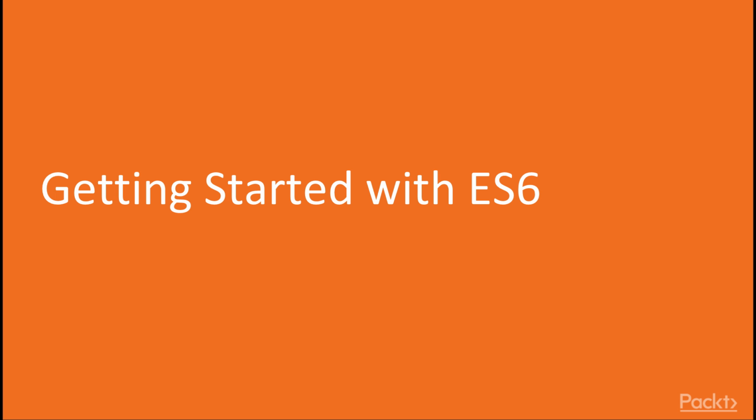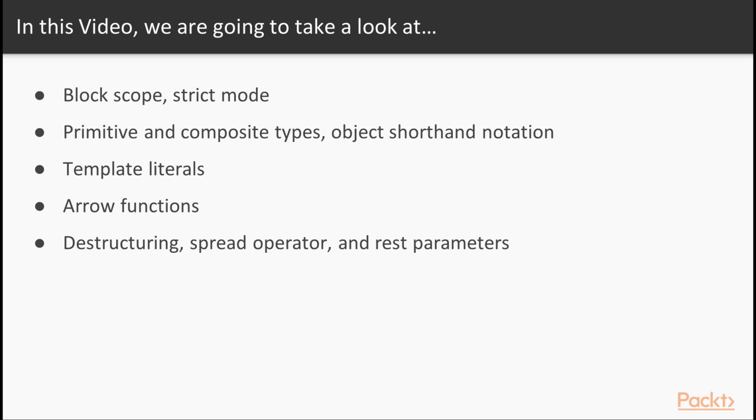I will use examples to introduce the elements of ES6 so that you can see them in action. If you know the ins and outs of ES6, feel free to skip this video and return to it once you get stuck with a language construct in a future video. In this video, you will learn about creating block-scoped variables and strict mode. After getting to know primitive and composite types, you will find out about a convenient way of specifying object keys and values, the object shorthand notation.